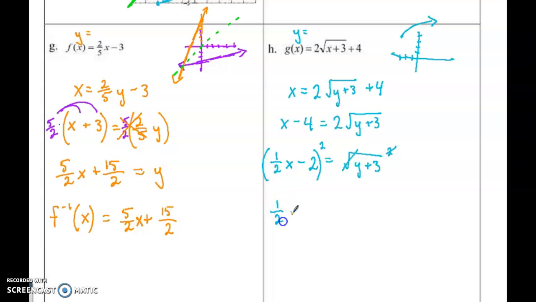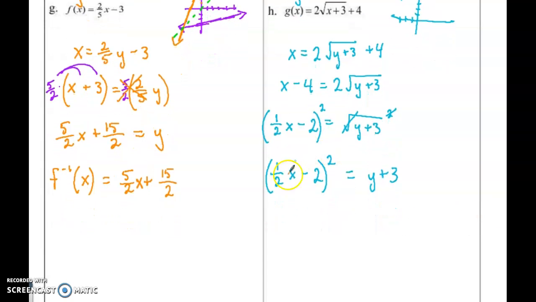So, actually, maybe I'll just address this here in a second. So then we just have y plus 3. And then your last step would be to subtract 3 over. So 1/2 x minus 2 being squared minus 3.